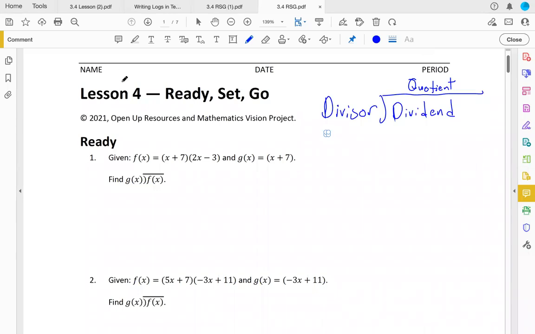We're in lesson 4 of Integrated 3. We're going to do a little bit of division today with some polynomials that are already factored out, some that still need to be factored out. Some quick vocab is here.